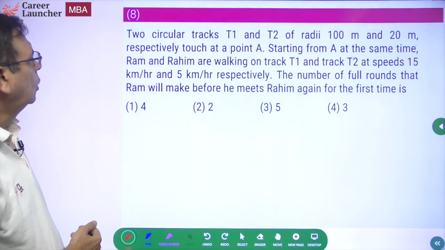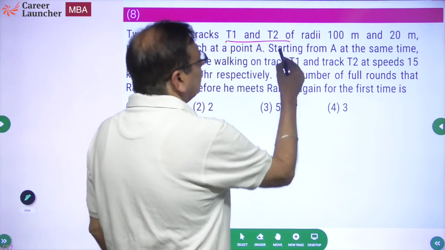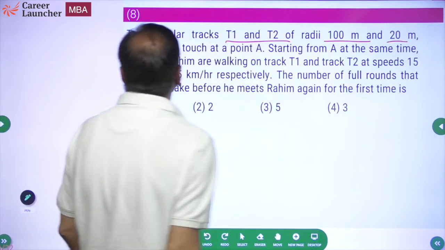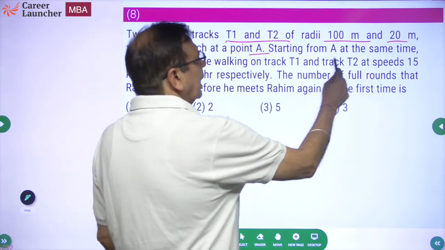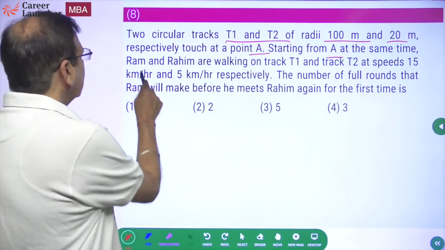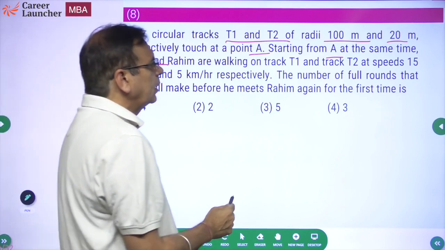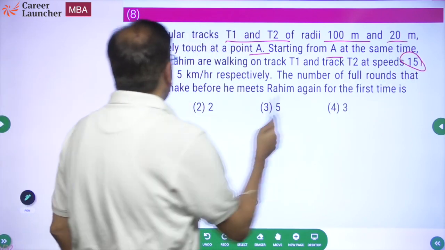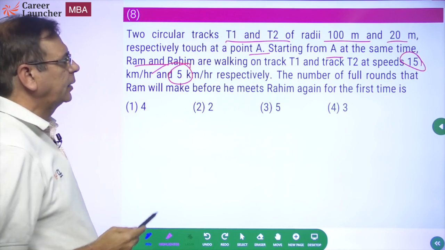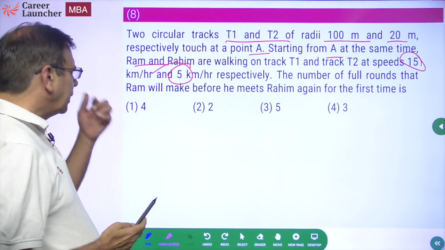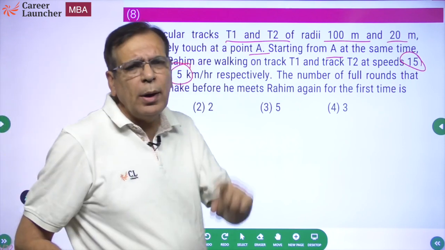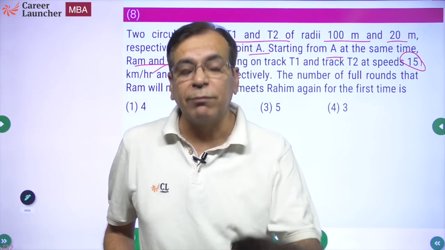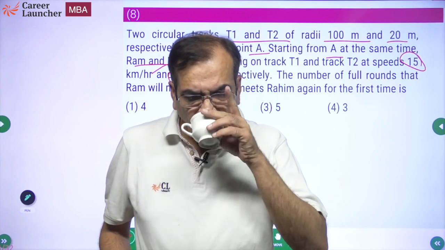Two circular tracks T1, T2 of radii 100 meters and 20 meters respectively touch at a point A. Starting from A at the same time, Ram and Rahim are walking on track 1 and track 2 at speeds of 15 and 5 kilometers per hour respectively. What is the number of full rounds that Ram will make before he meets Rahim again for the first time? I will do exactly what most of you do, but I'll save time there. I'll show you how.